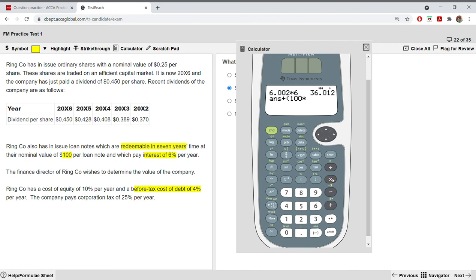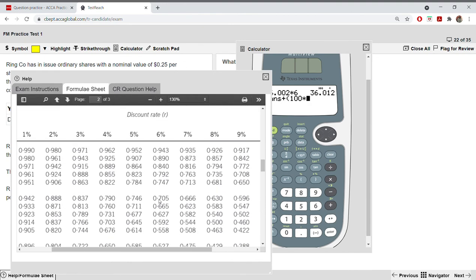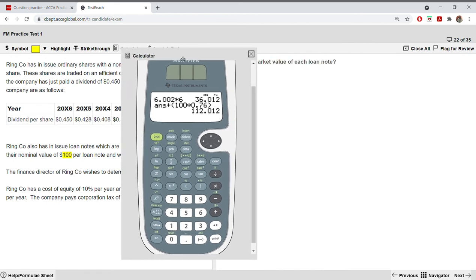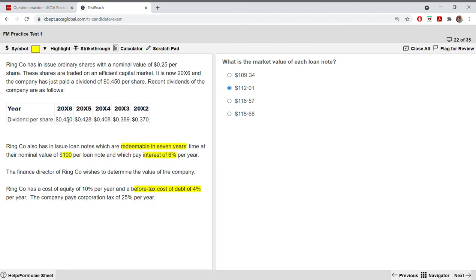For the principal amount you have to use the discount factor. You cannot use the annuity factor, because the 100, the loan amount, you are paying at the end of 7 years only once. So what is the discount factor in the seventh year? You have to go back up again and look at the 4%, 0.76. So if you see, this is much easier, right? In fact, this is more correct when you round up also. So 112.012. So whenever such questions are there where you have to find the market value of a loan redeemable after many years, use the annuity factor for the interest part. Okay, next.